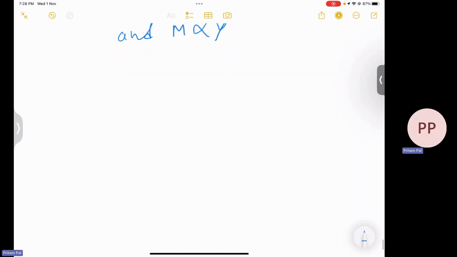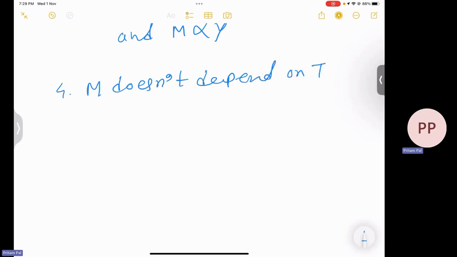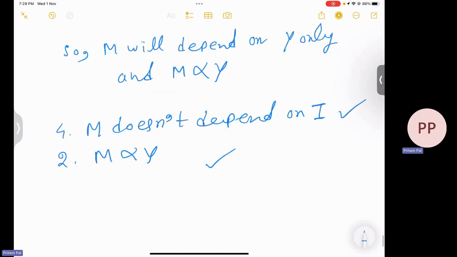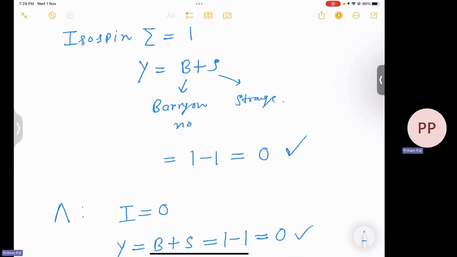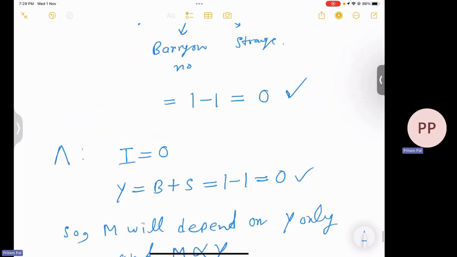There are four options. Among them, M does not depend on I, which you can clearly see, since even if the isospin changes, M doesn't change. So this is one of the correct answers, and the second is that M is proportional to Y. This is how you have to solve the problem.